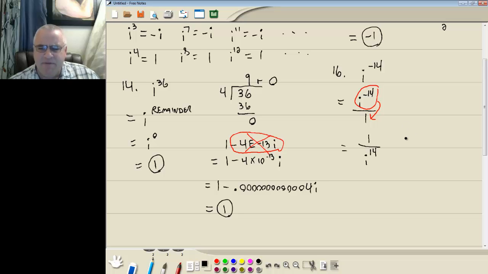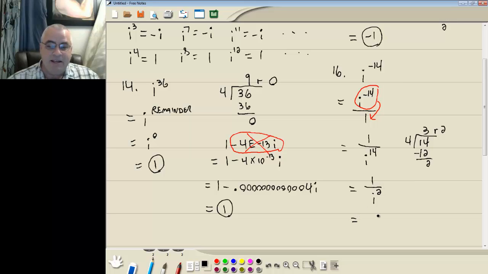Well, 14. Let's go ahead and divide that by 4. 4 goes into 14 3 times. 3 times 4 is 12. Subtracting those, 14 minus 12 is 2, so we got 3 with a remainder of 2. So we're going to have 1 over i to the second power. Again, we put the remainder right here. But i squared, we know what that is. That's negative 1. So I have 1 over negative 1, or that's going to give us negative 1.